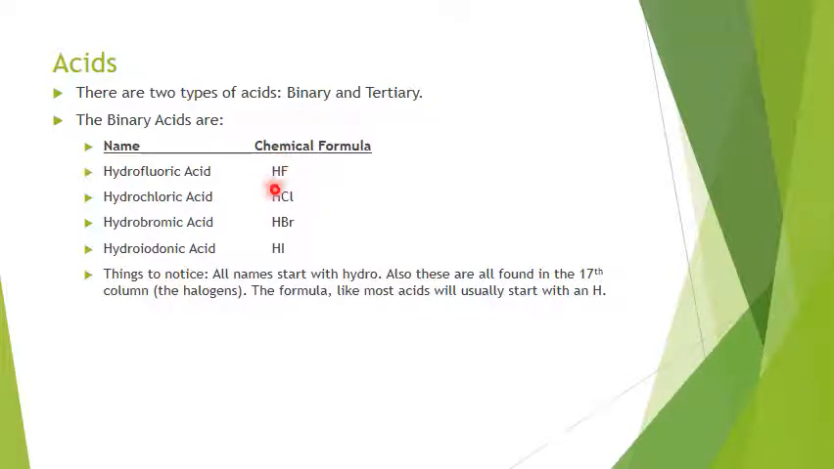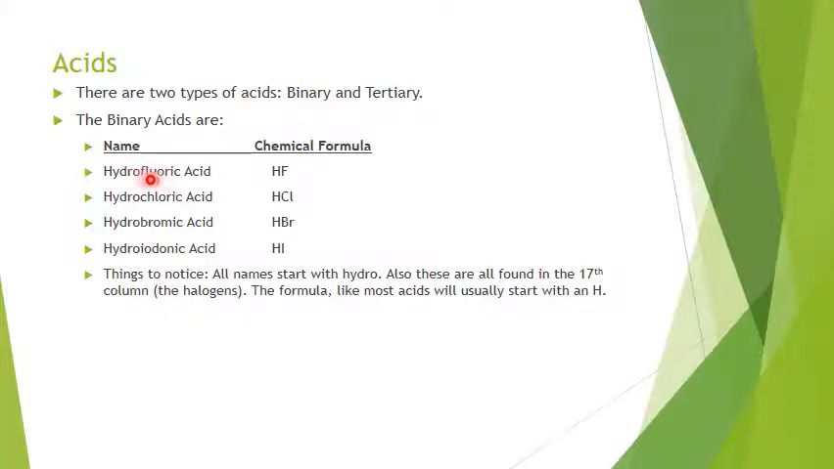Acids will always have hydrogen in front, H in front, all right? So that's how you can tell if it is an acid. The binaries will just have 2 elements, and the elements come from the 17th column. So if you look at the periodic table, you'll see F, Cl, Br, and I. Their names will all start with hydro. So binaries will start with hydro.